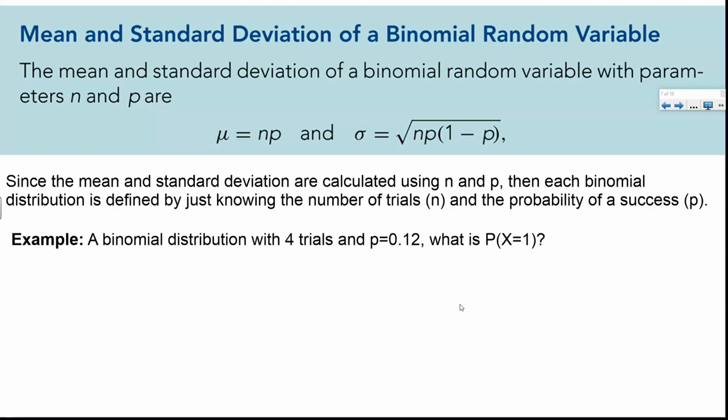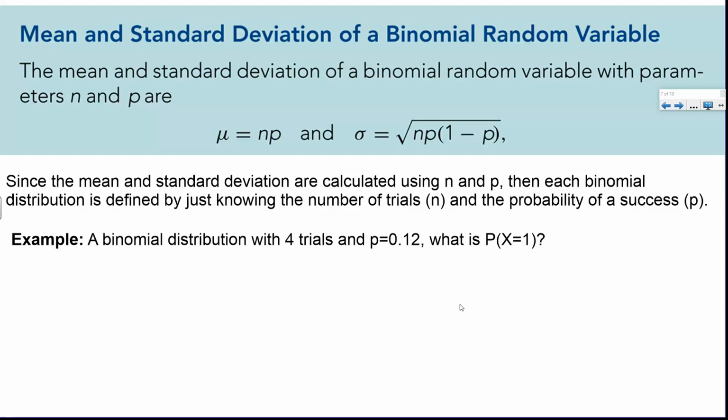But this one tells us we don't even know what this experiment is. All we know is that it's binomial. It has 4 trials. The probability of success is 0.12. And we want to know the probability we would get 1 success. So if we were working in chapter 5, and I said, well, we're going to do something 4 times, and we have a 12% chance that we get the outcome we want, what's the probability we'll get one of those outcomes?